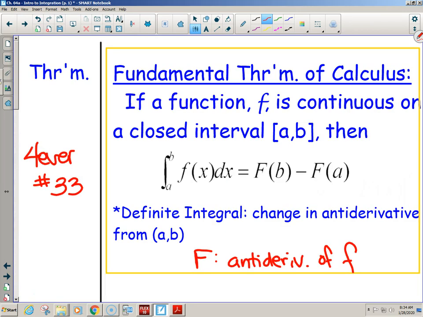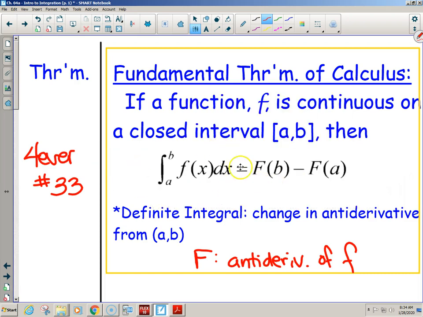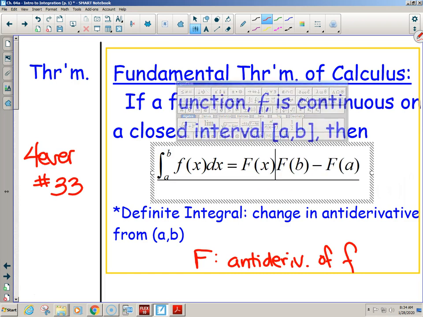So what does this thing tell you? To solve a definite integral of a function, what do you have to find first? The antiderivative. Now I'm going to put in a little extra notation of what I actually did below, because technically this is the fundamental theorem of calculus. It's good the way it is. But how I actually solve it is I find the antiderivative.